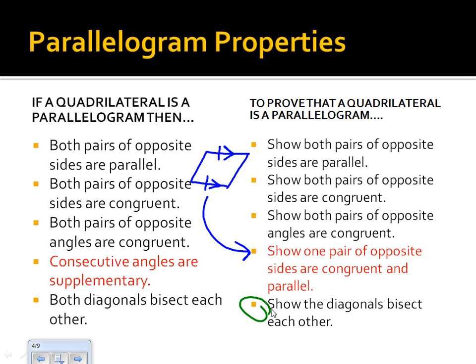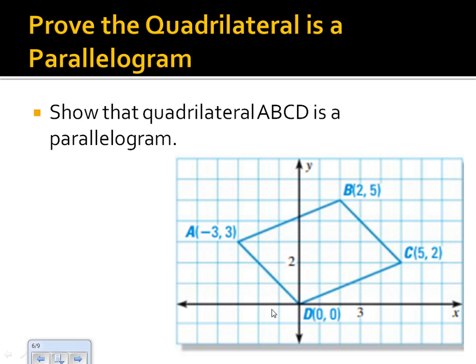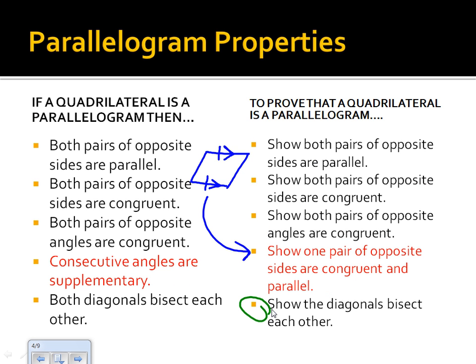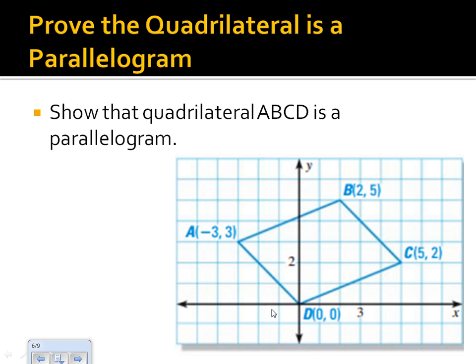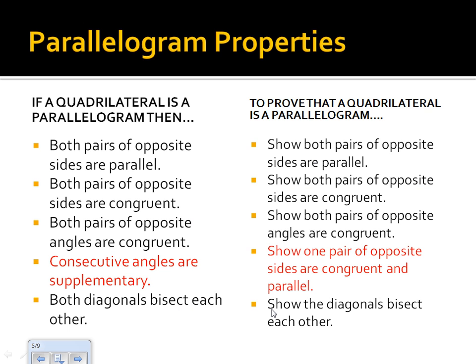Both pairs of opposite sides are congruent. Could we find the distance for each one of those using the distance formula? Yes? A review of stuff from a long time ago. Both pairs of opposite angles are congruent. Do we know anything about the angles? No. So we're definitely not going to use this. We could do the sides again. And then the last one, do we know anything about the diagonals? No, so we're not going to use this one either.